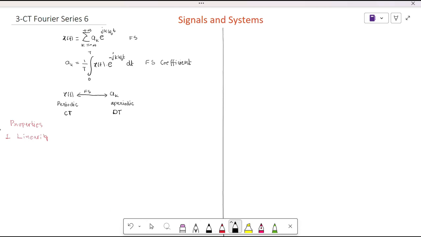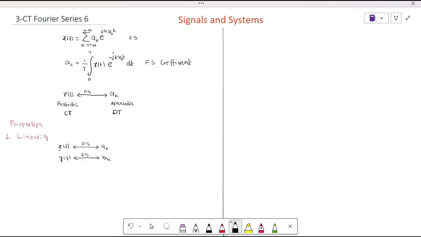For that, here I am taking two signals. One signal is x of t, and its corresponding Fourier series coefficient I am taking as ak. So ak is the Fourier series coefficient for x of t. Next, another signal, because to verify linearity we should take two signals. The second signal I am taking is y of t, and the corresponding Fourier series coefficient I am assuming is bk. So bk is the Fourier series coefficient for y of t.